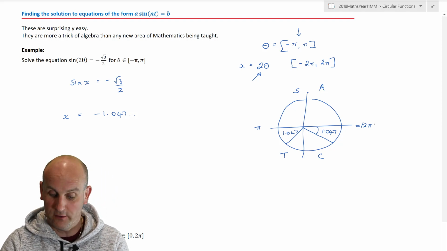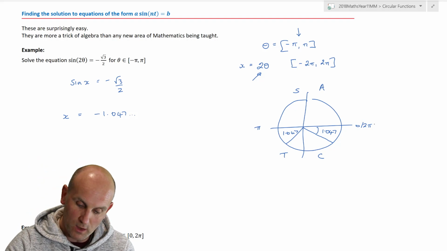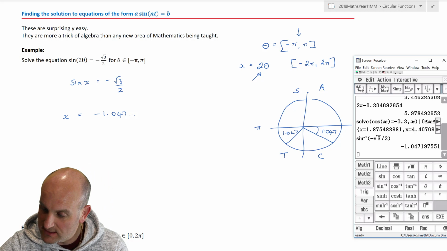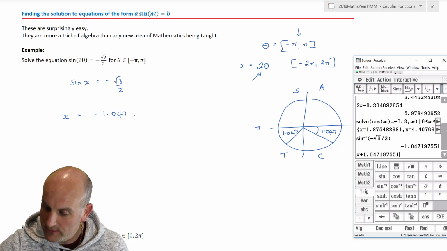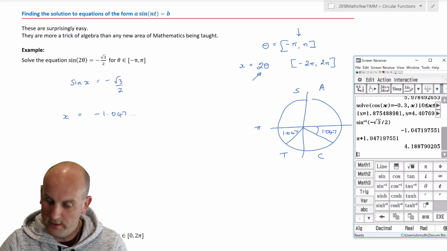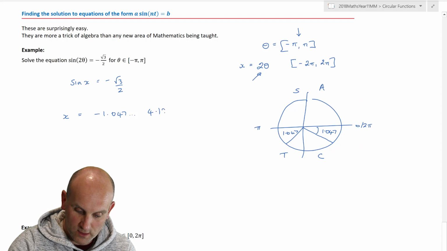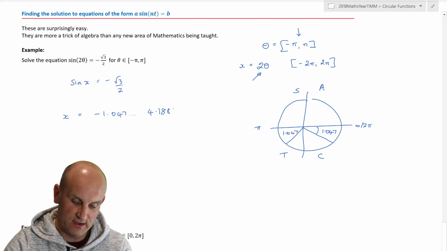How can I do it? Well, pi plus 1.047. Fire up my calculator. Mr. Calculator, can you do pi plus 1.047? Again, I'm not going to round the value. I'm going to use my calculator and take as much of that value as I possibly can. And then it gives me 4.188. And I want to do 2 pi minus that value as well.